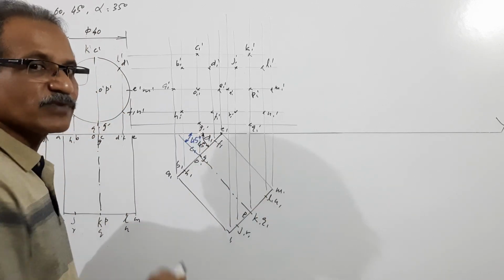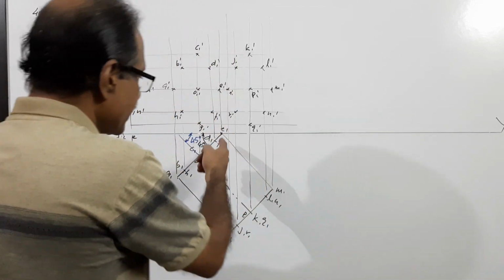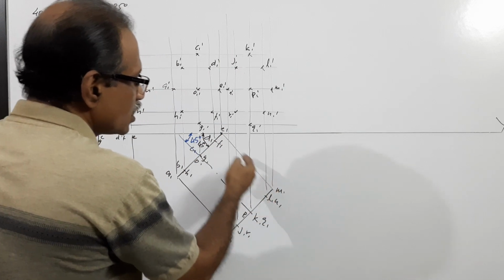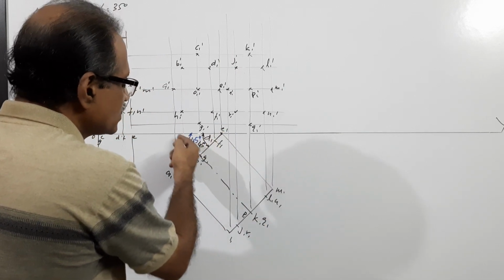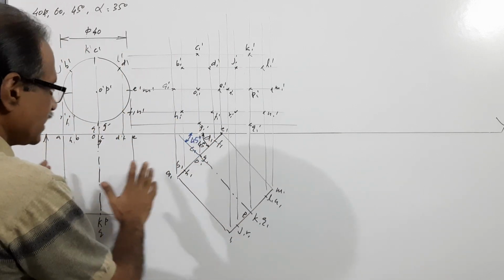Don't draw the axis first. If you draw the axis first, you will go wrong. Draw this side, or you can draw this side also. If this is 45, this is 45. Draw that side, then complete the plan. This plan is same as this plan.